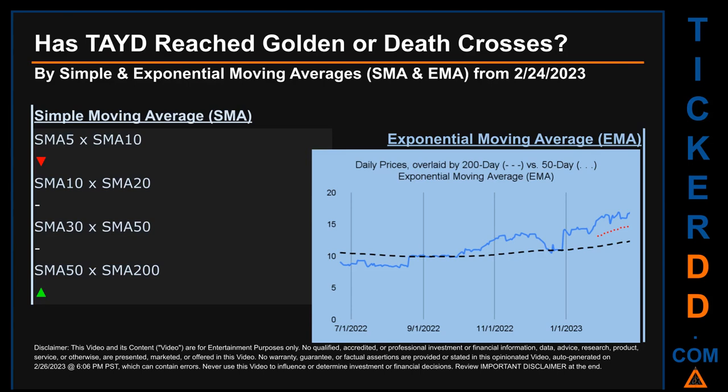Has TAYD price reached golden or death crosses? Golden cross and death cross are basic signals that compare average prices across two specified trade day ranges, a short-term versus a long-term range. For example, 5-day versus 10 trade days. Essentially, a golden cross is a bullish signal. It appears when a ticker's short-term moving average crosses above its long-term average. Vice versa, a death cross is a bearish signal when the short-term crosses below its long-term moving average.